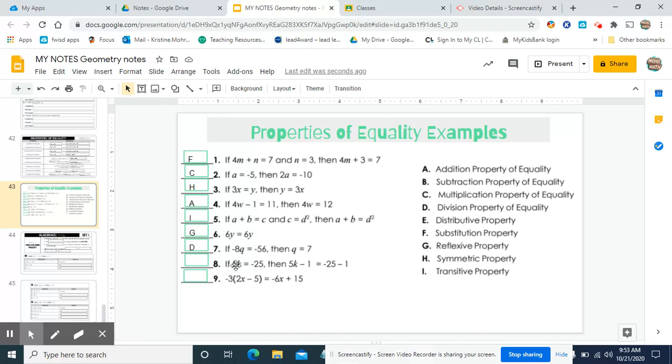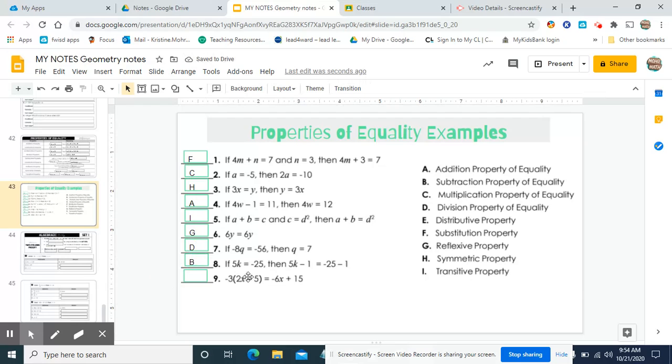For number 8, if 5k equals -25, then 5k minus 1 equals -25 minus 1. Well, you can tell that they took both sides and subtracted 1. So since both sides are being subtracted, we will have subtraction property of equality.